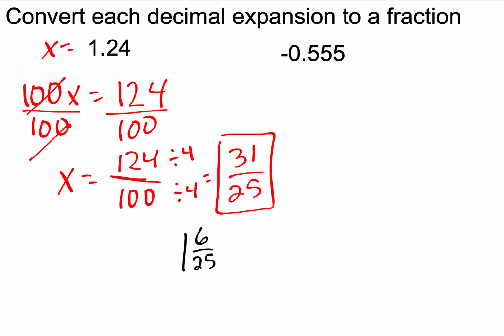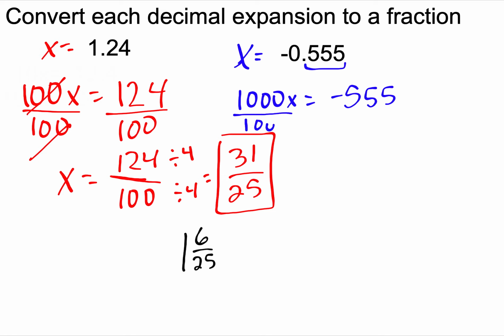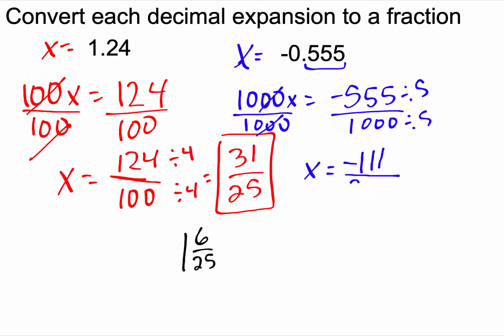Okay, negative 0.555. Same process. We're going to start by making it equal to x. Then we multiply both sides by a big enough power of 10 so that there are no decimal places. In this case, since there are 3 decimal places, we will multiply both sides by 1,000. So 1,000x is negative 555. Then divide by 1,000. Then we reduce. Top and bottom here can be divided by 5. And I get negative 111 over 200.